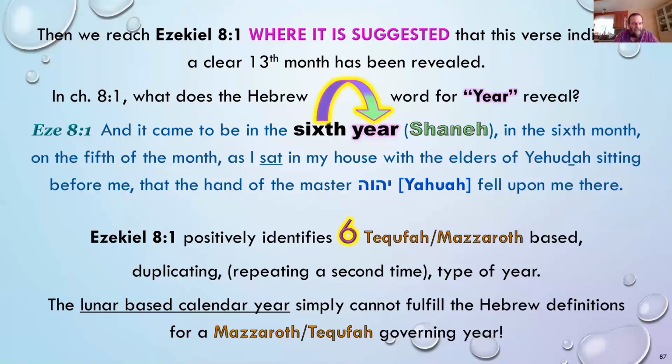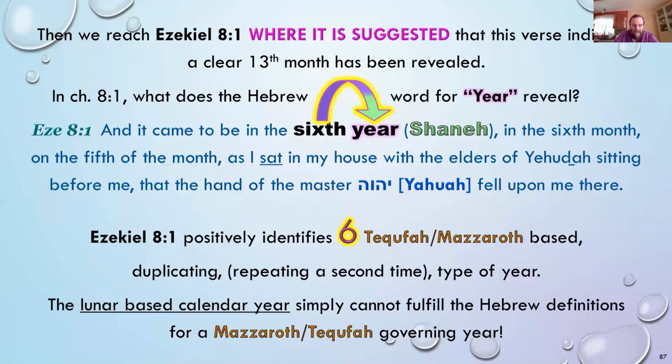So let's look at Ezekiel 8:1. And it came to be in the 6th Shaneh, there is 6 years, 6 consecutive years of Tequfah-based years. And I continue, in the 6th month, on the 5th of the month, as I sat in my house with the elders of Yehuda sitting before me, that the hand of the master Yahuwah fell upon me there. Ezekiel 8:1 positively identifies 6 Tequfah Mazzaroth-based, duplicating, repeating a second time, type of year.